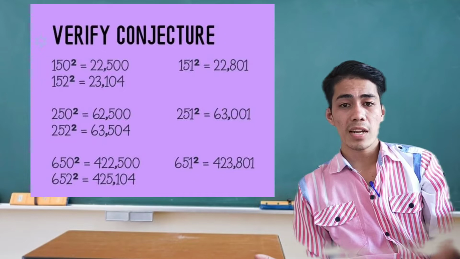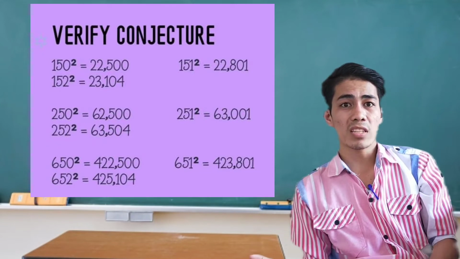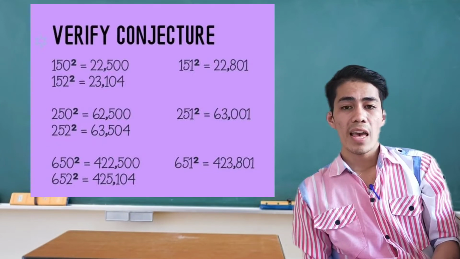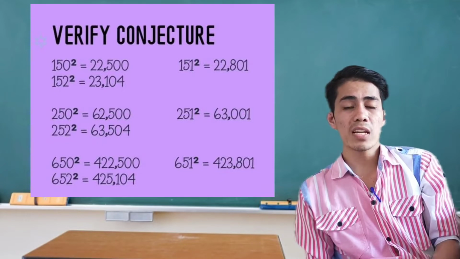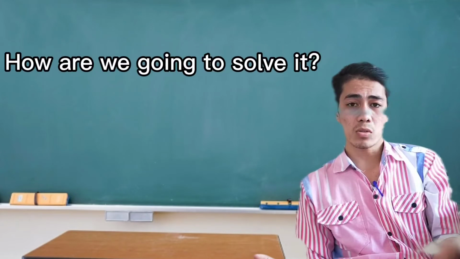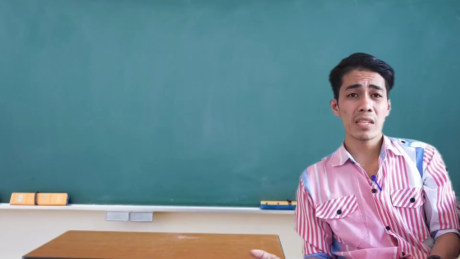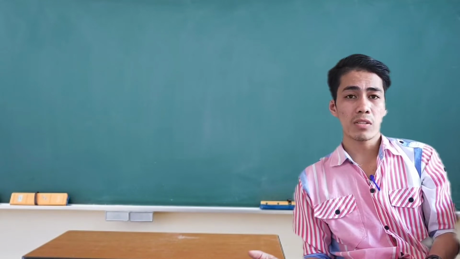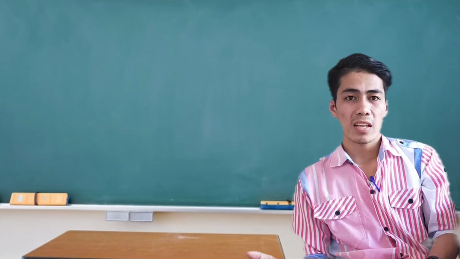650 squared, that will be equal to 422,500. 651 squared will be 423,801. And lastly, 652 squared, that will be equal to 425,104. So how are we going to solve it? Can we apply the idea based on our first exploration that we made? Okay, let's verify it.